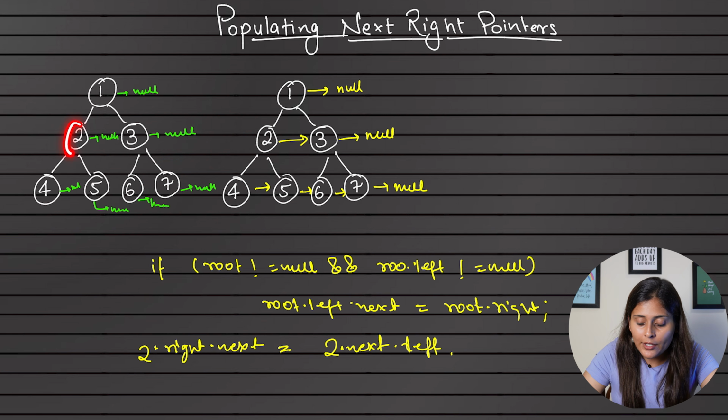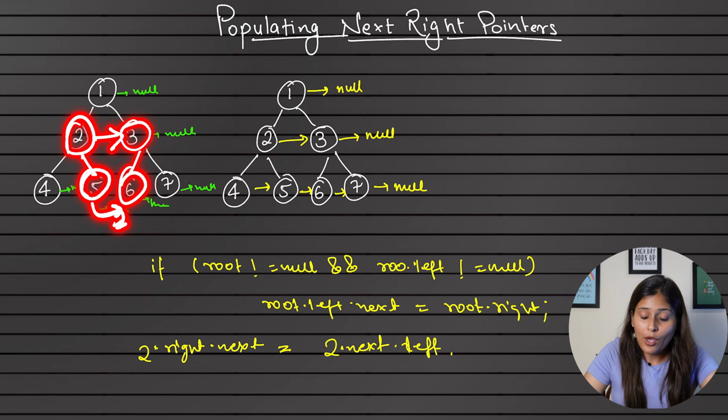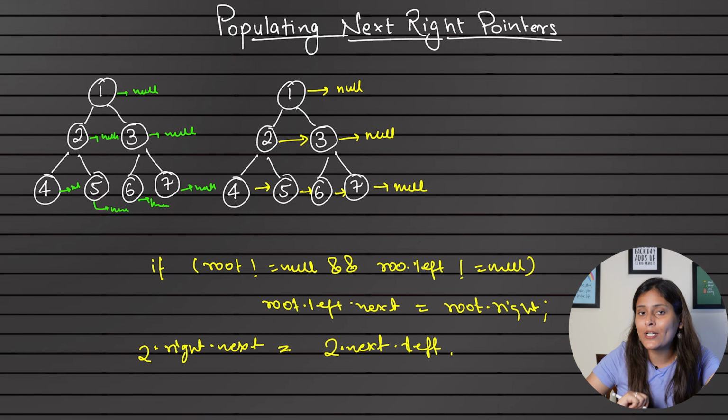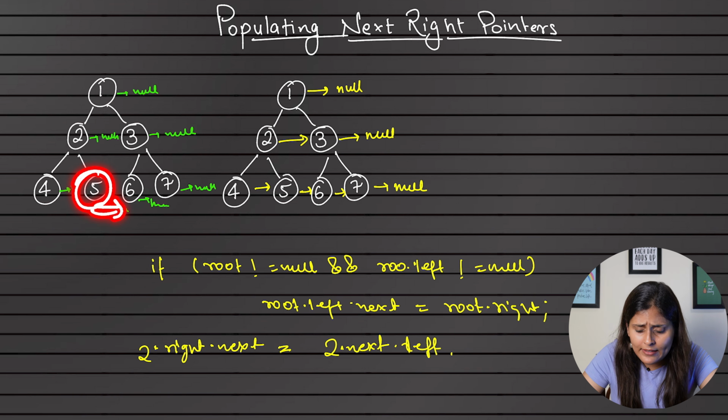Why it is required? Here for 2, when you want to connect 5's next to 6, it is very important that 2 should have its next child. Then only you can connect to this. Okay. Why no need to check if it has right child or not? Because again the question mentions, if left child is there, for sure right child will also be there. Correct. And now if right child is there, we have to connect right's next to the parent's next child's left.